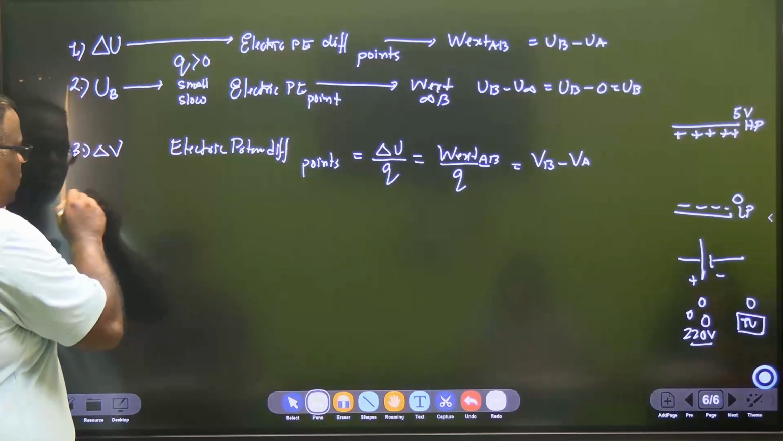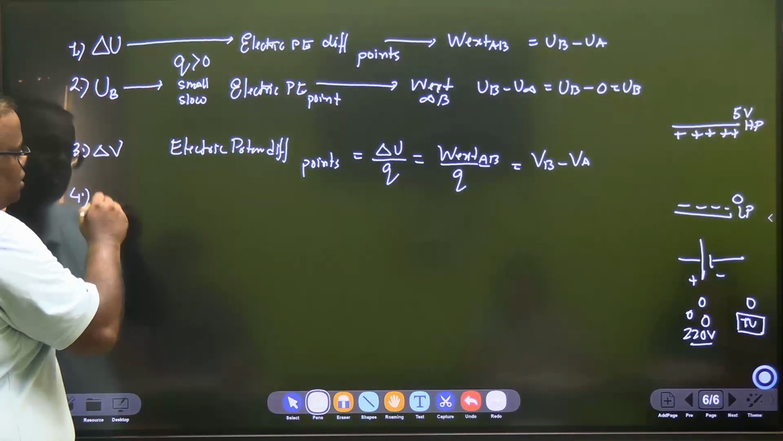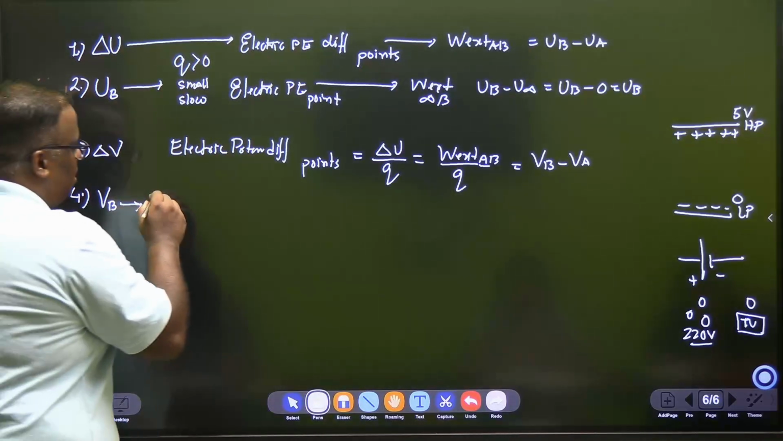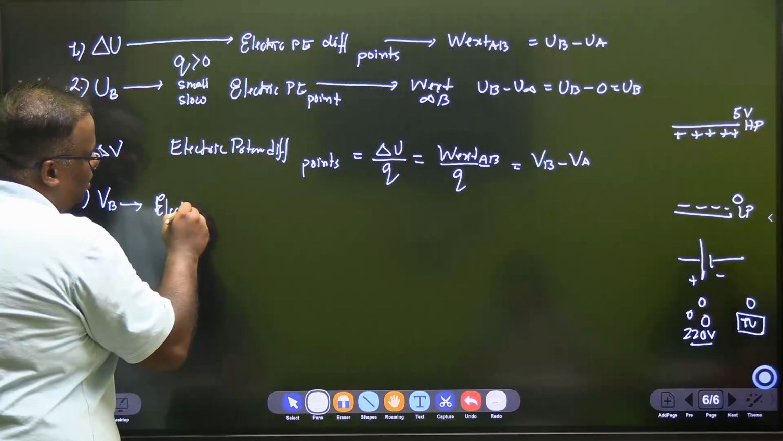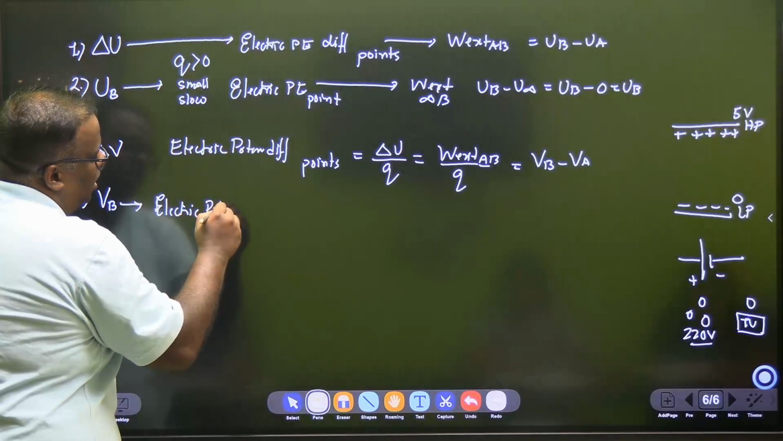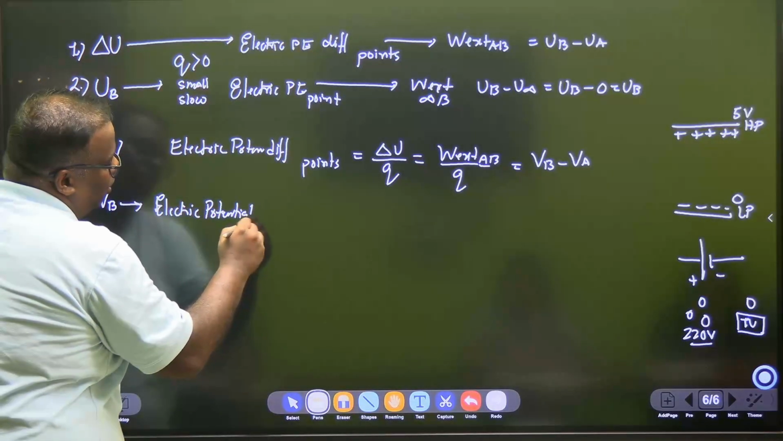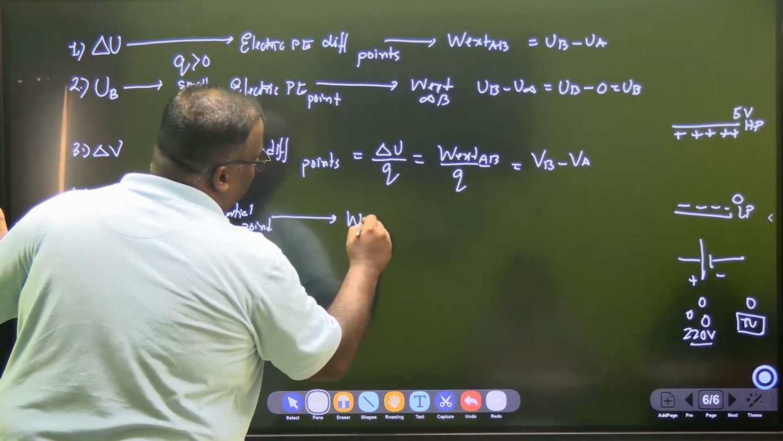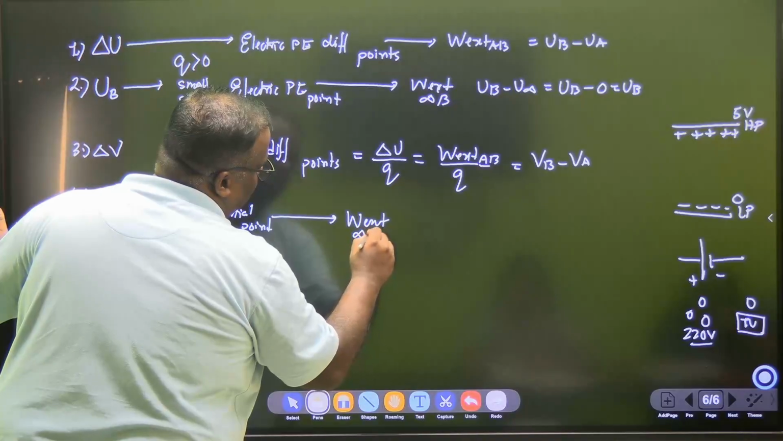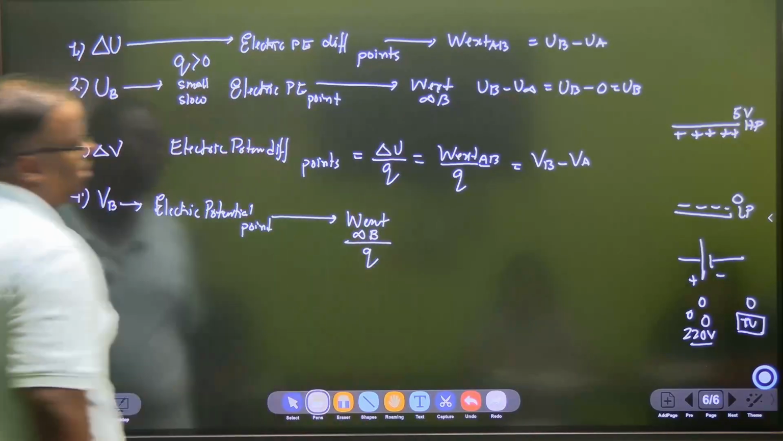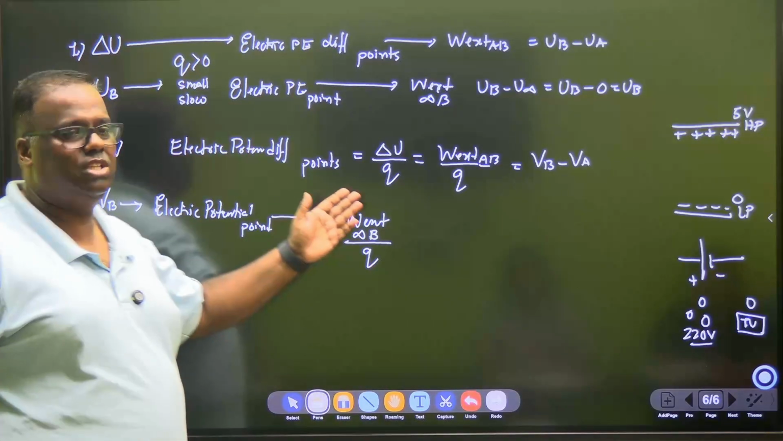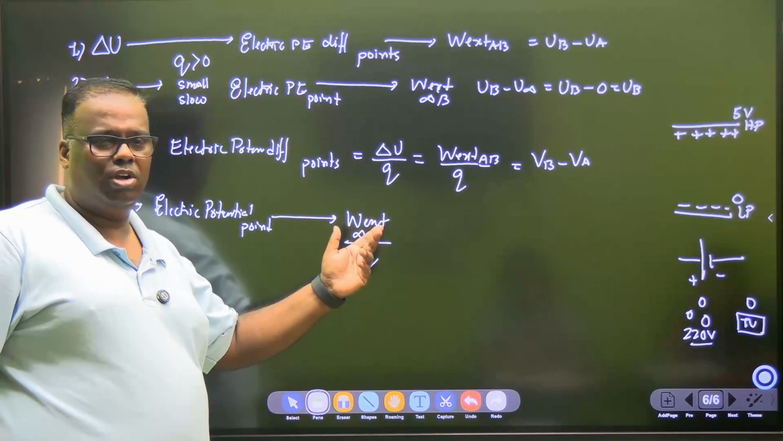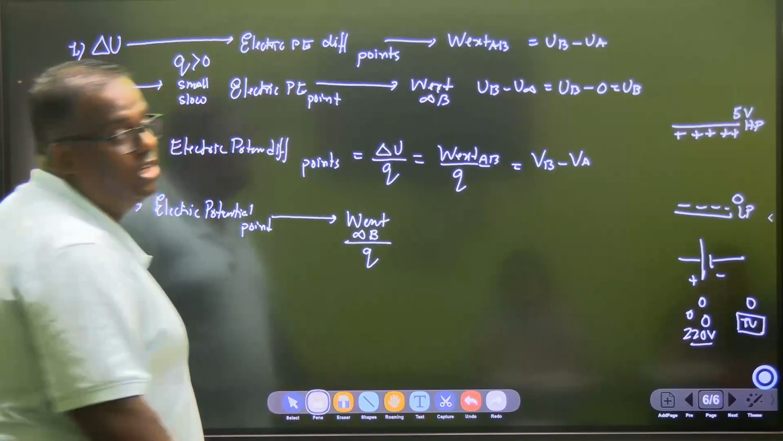And the fourth thing that we wanted to understand is what is V at a point B. This is known as electric potential at a point. There's no difference. So this will be the work done by the external agent from infinity to B divided by the charge. And here we are not very interested whether the charge is a test charge, meaning small, or not. It can be 1 coulomb also. So we say unit positive charge.